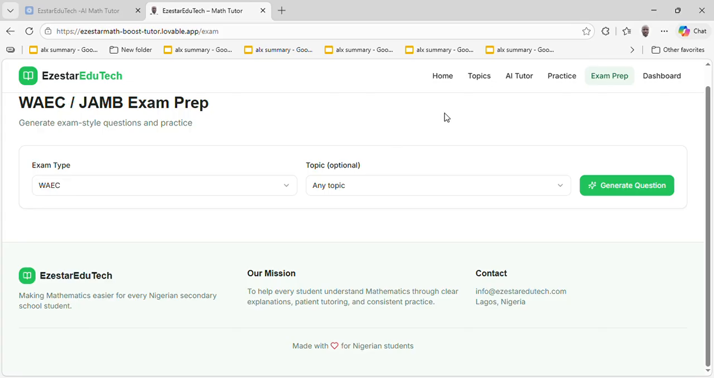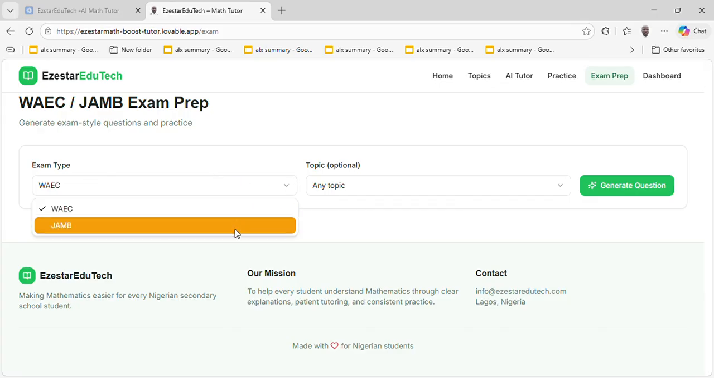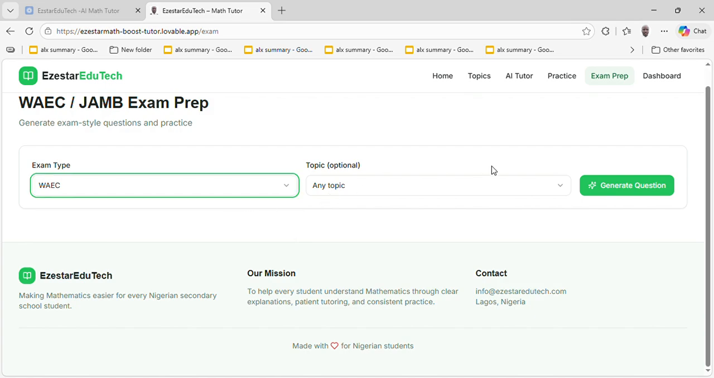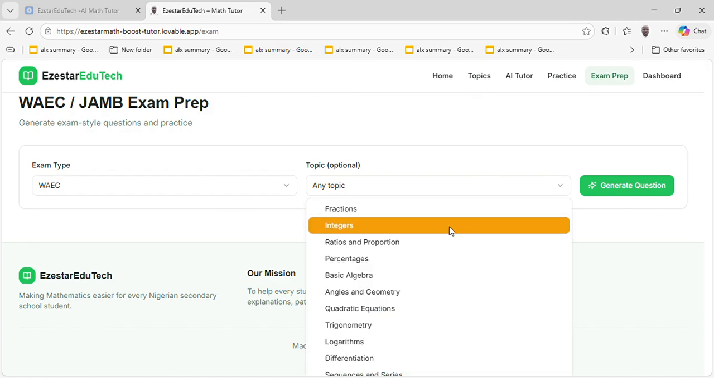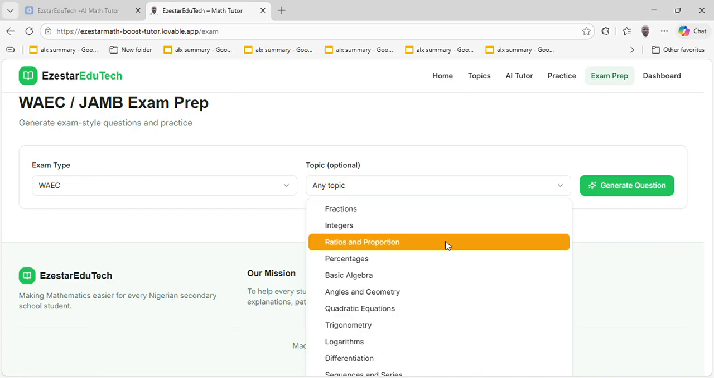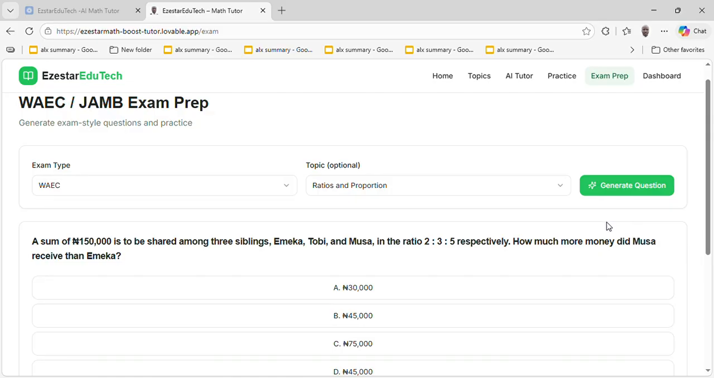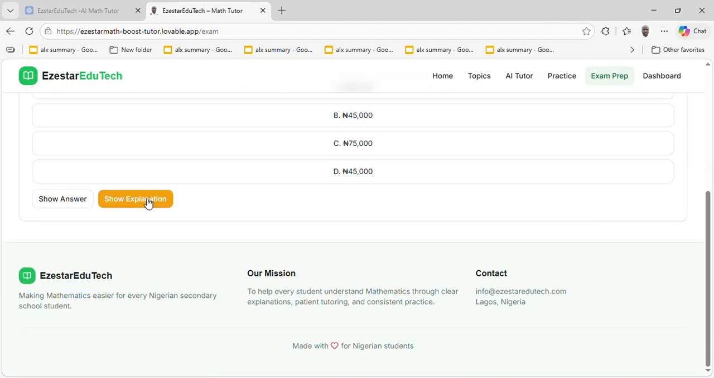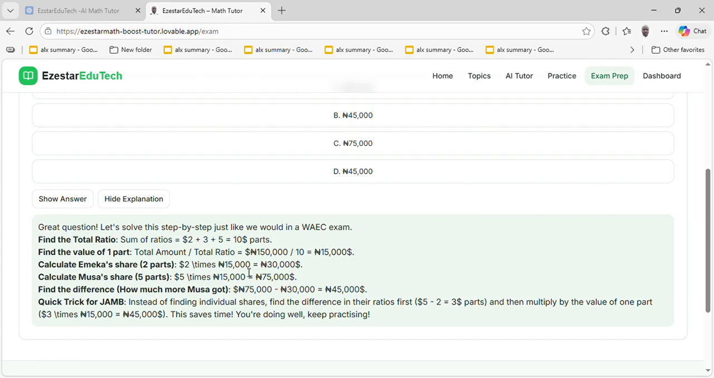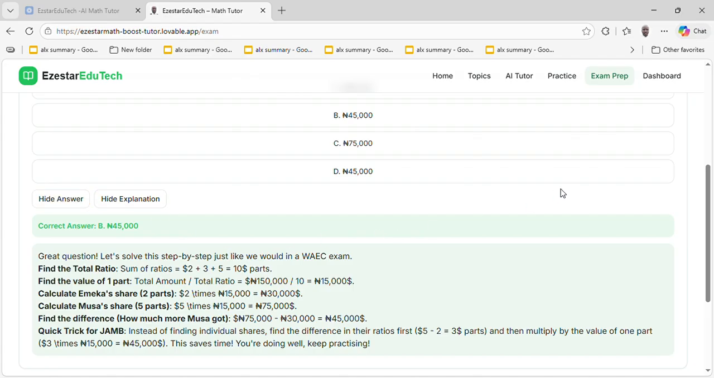Likewise, we have a section for exam preparation. Students preparing for WAEC or JAMB can easily make use of the EzestarEduTech web app by clicking WAEC or JAMB and browsing through any topics they want. So, ratio, and the AI tutor will generate the questions. So this is it, with step-by-step solutions and explanations on how the answer is derived.